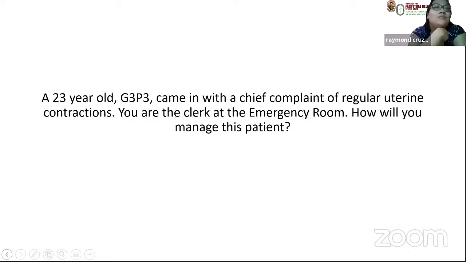Then what would you look for in your physical examination? We are doing the internal examination and looking for the cervical dilatation, cervical effacement, cervical consistency, cervical position, and fetal station. You are looking at that to establish what score? The Bishop score. Anything more than 8 is a favorable score.